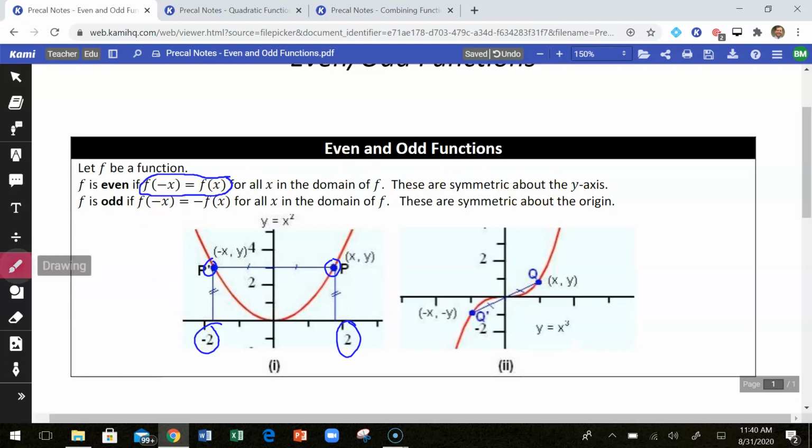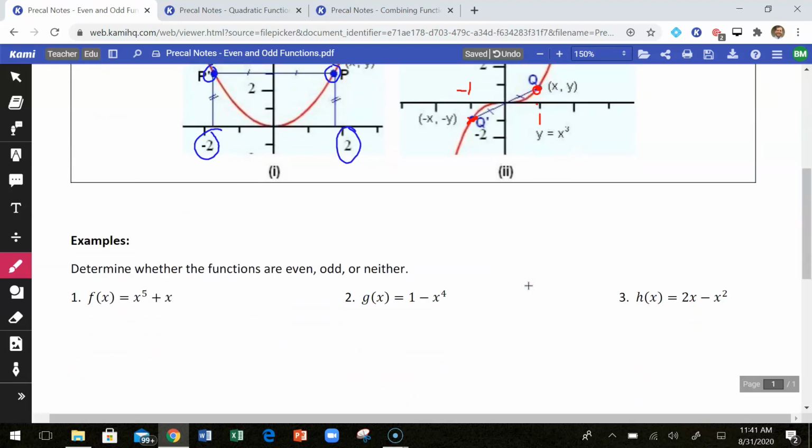If f of negative x is equal to negative f of x, then you have what's considered to be an odd function. So here we're looking at maybe f of 1 and then f of negative 1. And so what this is saying is the y value at negative 1 is negative what the y value was at positive 1. Right? So f of negative 1 is equal to negative the f value of 1. And so we get something that's symmetric about the origin. So it's kind of flipped both across and down from where that original point was.